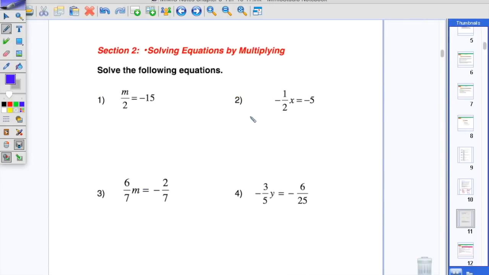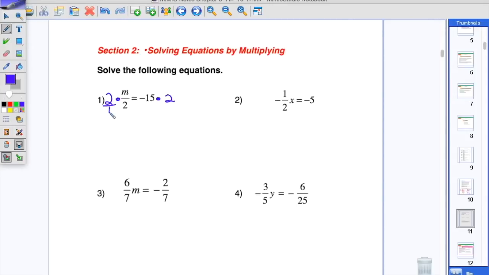Section 2 is solving equations by multiplying. So solve the following equations. We have m divided by 2 is equal to negative 15. The fraction bar tells us to divide. Our inverse operation is to multiply. We're going to multiply both sides of the equation by 2.